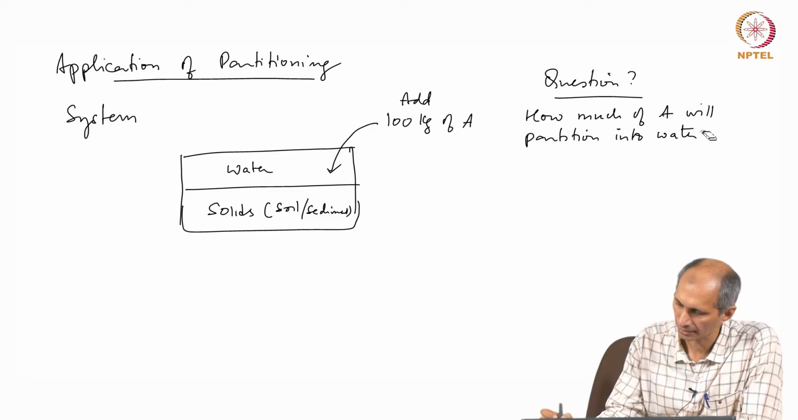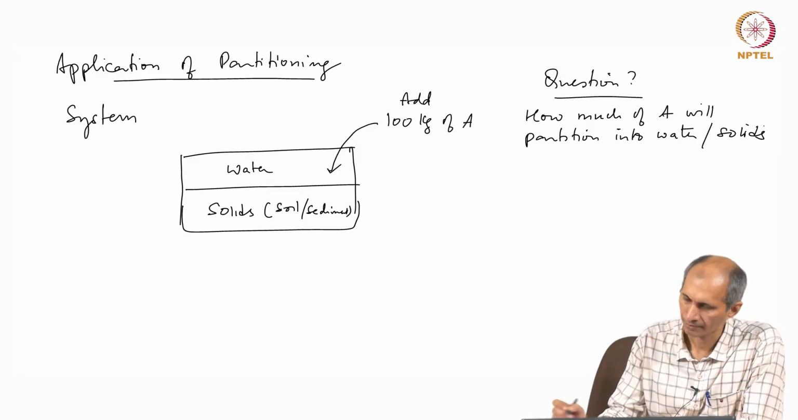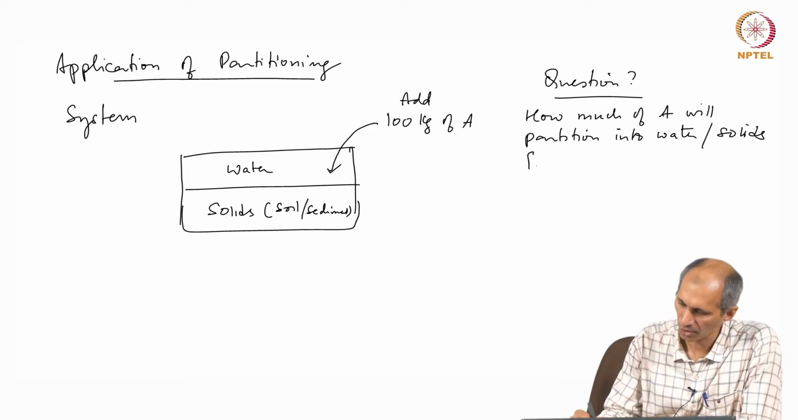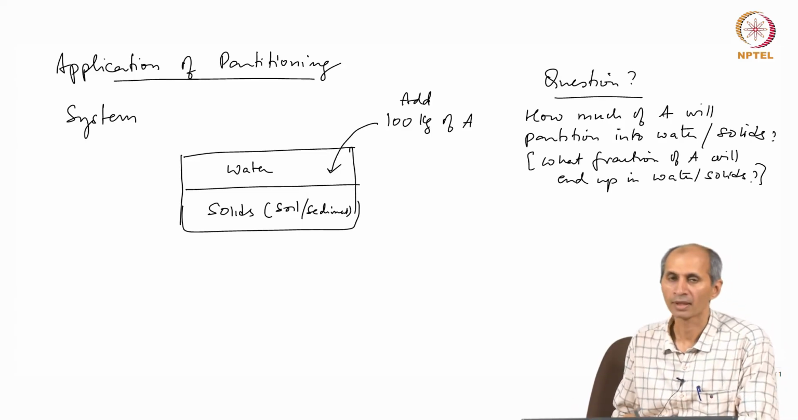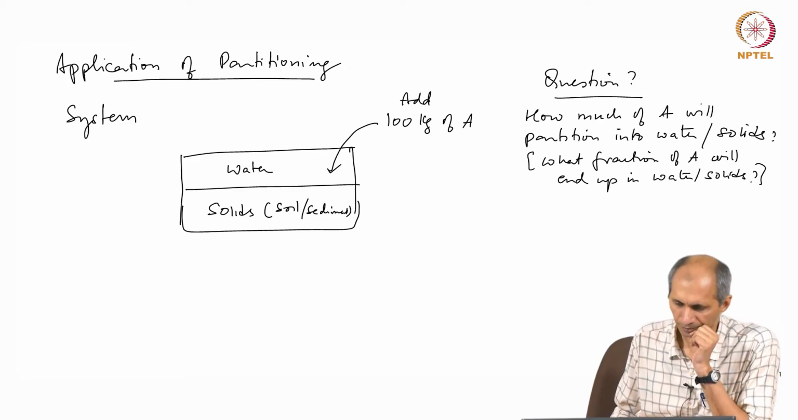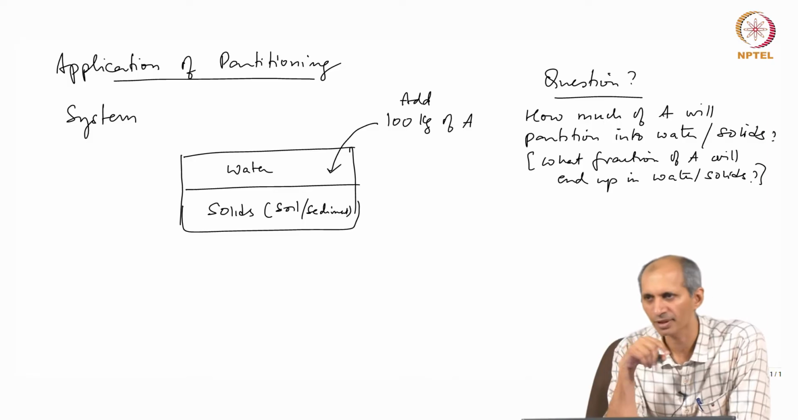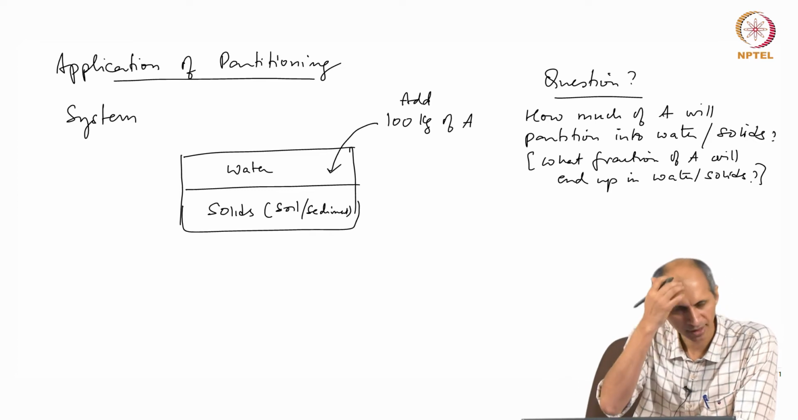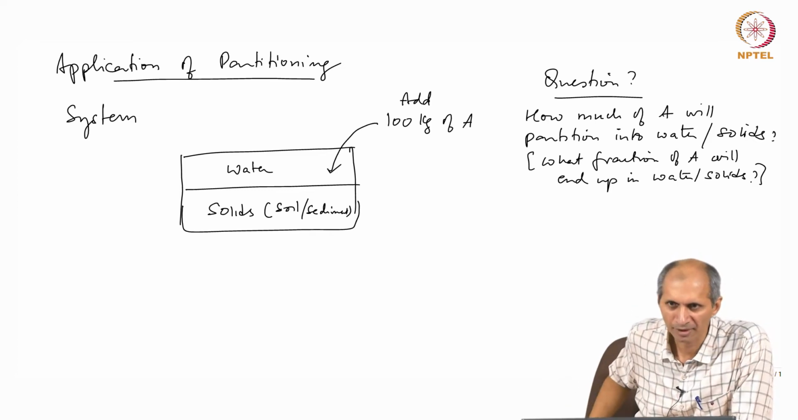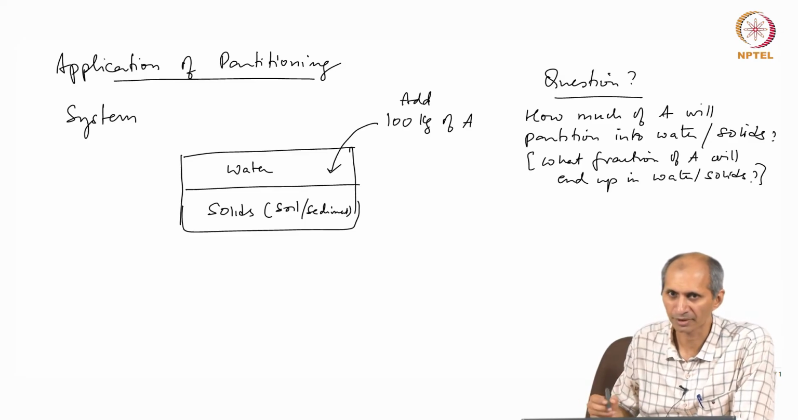And the solids. Or in other words, another form of this question: what fraction of A will end up in water or the solids? Okay. So similar to what we did in the last class for the measurement of the partition constant, we are redoing the same thing, but our focus is different. Here we are looking at how much of a particular chemical will partition into which phase, where will it be. So essentially we are asking this question.